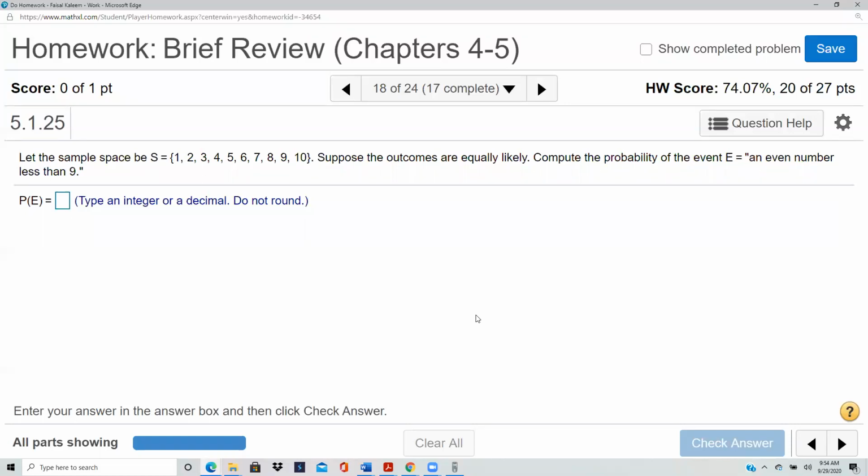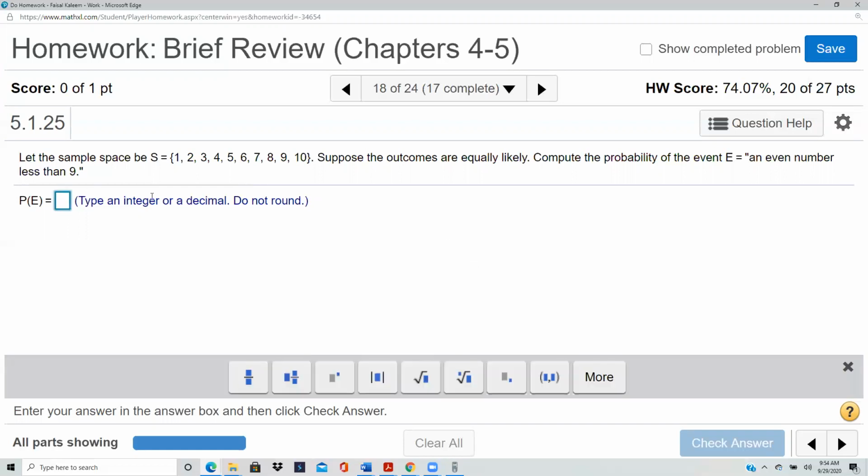Let the sample space be 1 through 10. Compute the probability of an even number less than 9. So how many even numbers less than 9 do you see here? 4. Which ones? 2, 4, 6, and 8. Okay, so 4 out of how many total numbers do we have? 10. So 4 out of 10 is 0.4.